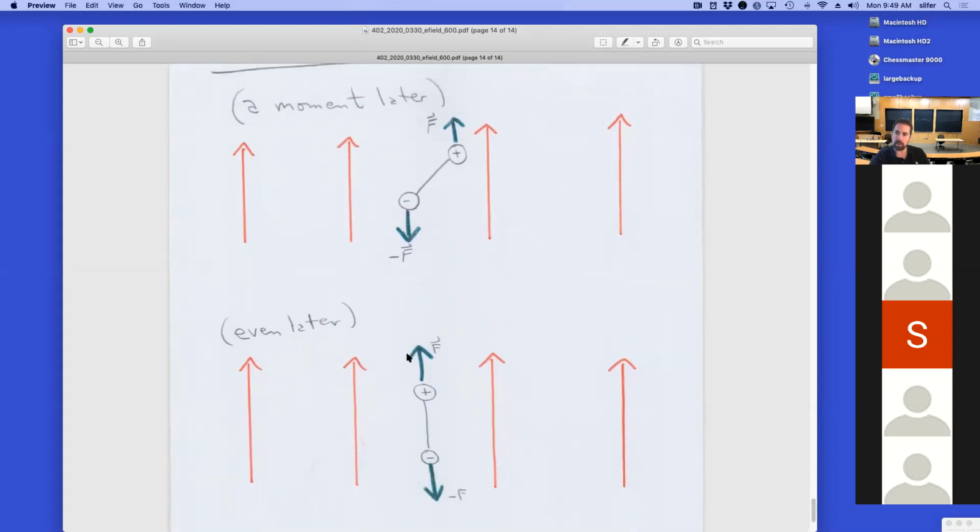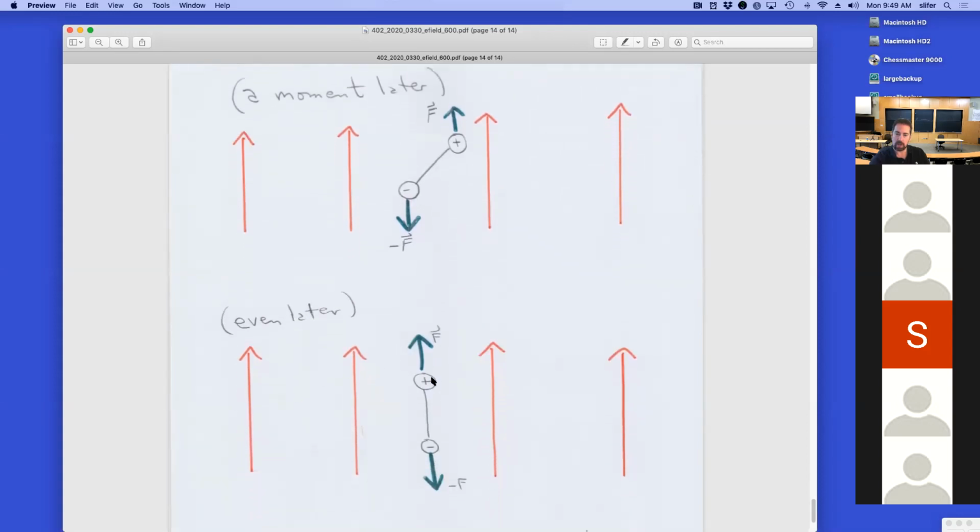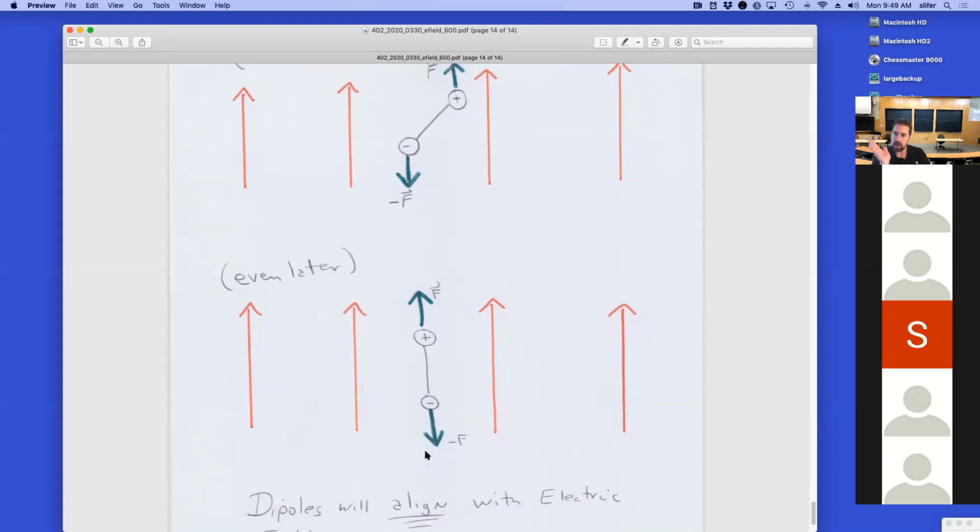And if I come back even a moment later, what's going to happen is this positive charge is going to be pulled all the way in this direction. This negative charge is going to be pulled all the way in this direction. And this dipole is going to line up with the direction of the electric field lines, with a positive charge along the electric field line and the negative in that direction. And then they stop. And then it stops, and it's just aligned in that direction.